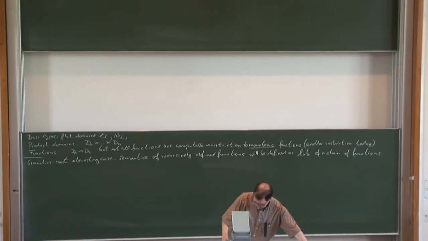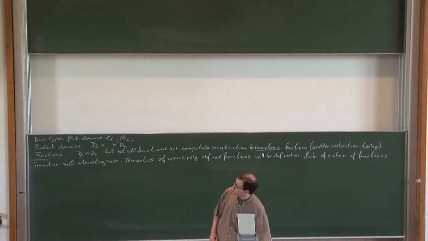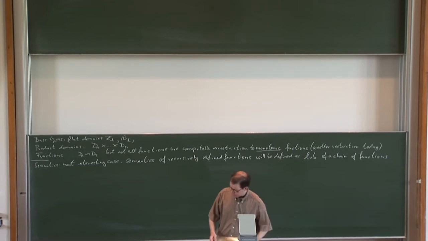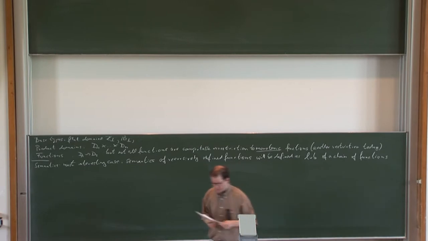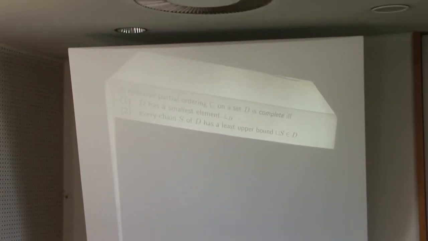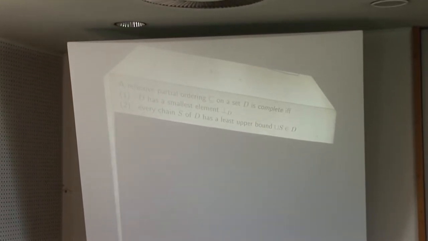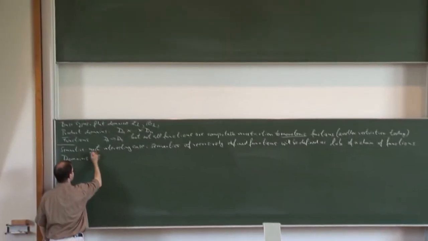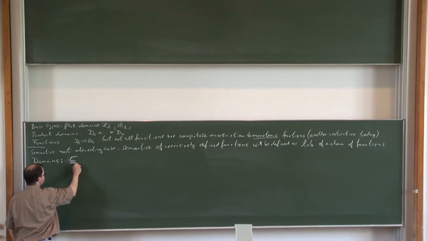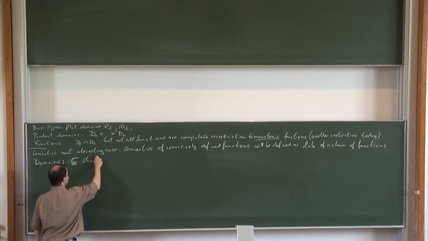And now, of course, the question is, can we be sure that such a least upper bound always exists? And in order to be sure that it always exists, we have to restrict ourselves to complete partial orderings. So what does it mean to be complete? So on domains, this less defined or equal relation should be complete.